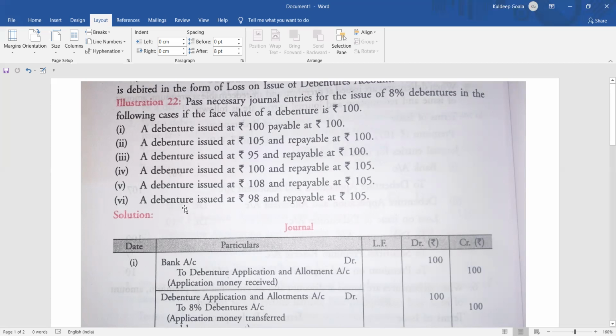The next comes debenture issued at discount, means I'm issuing at less than 100 rupees, say 95 or 98, and redeemable at premium. Redeemable at premium, I'm redeeming at more than 100 rupees, say 115, 110, or even more than that. That will be called issued at discount, redeemable at premium. I'm issuing at less than 100 rupees and repaying at more than 100 rupees.